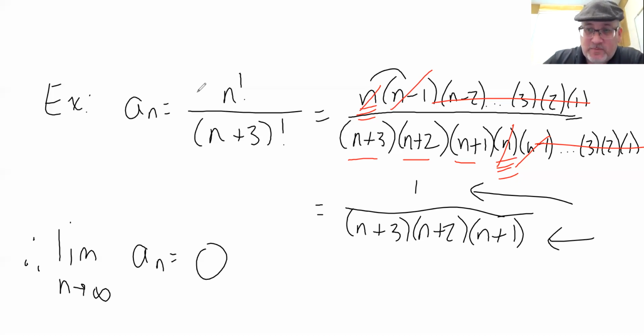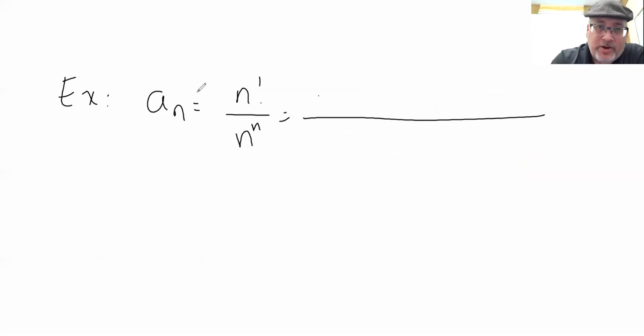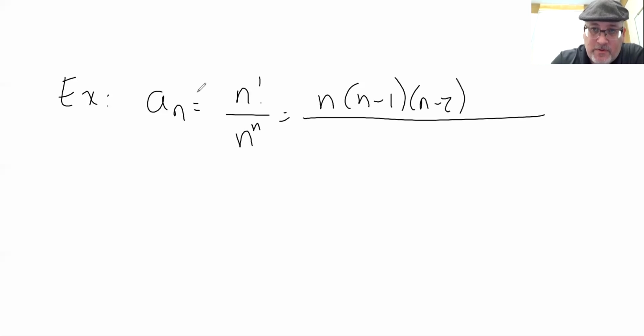Not always the case. Let's consider this one, where we have a_n equals n factorial over n to the nth power. Now this one's a little trickier to decipher, even if you write out what it means. For example, n factorial, we know what that means. It's n times n minus 1 times n minus 2, all the way down to 3, 2, and 1. And n to the nth power means n times.